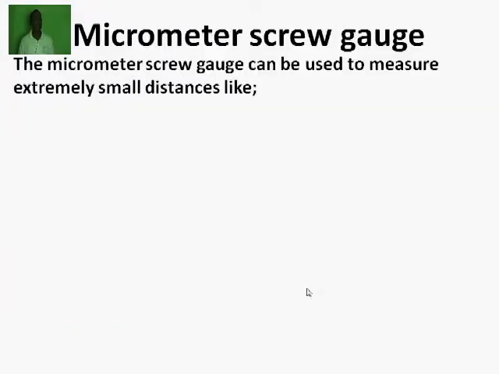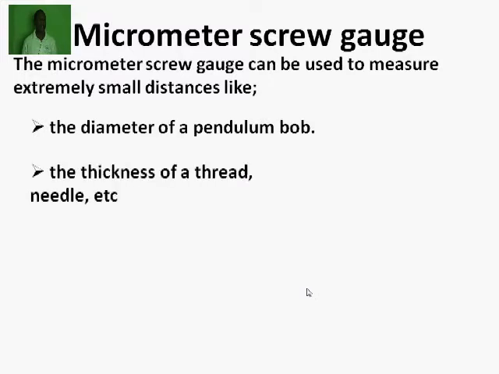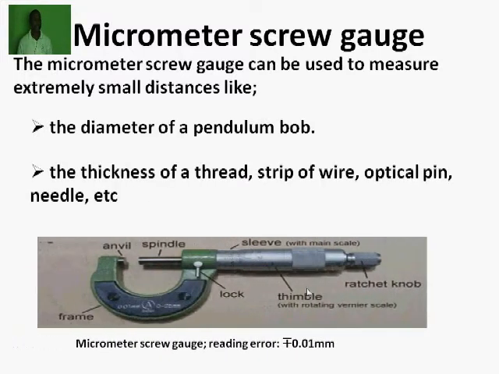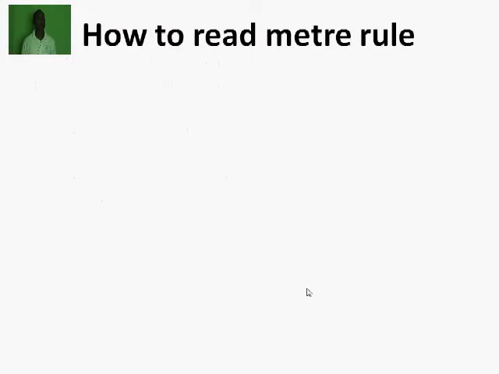Micrometer screw gauge. A micrometer screw gauge can be used to measure an extremely small distance like the diameter of a pendulum bulb, the thickness of a strip of wire, etc. This is a sample and it has a reading error of plus or minus 0.01 millimeter.